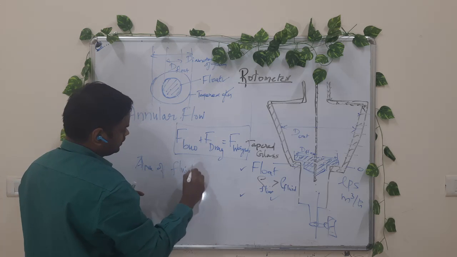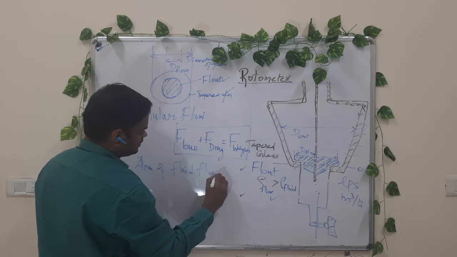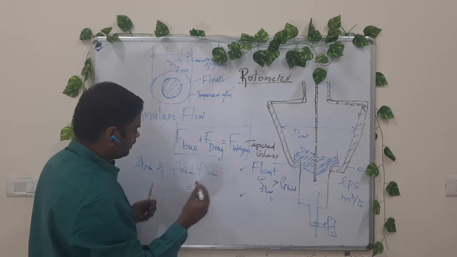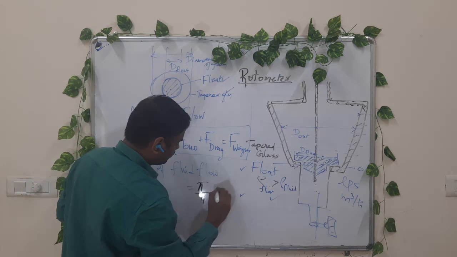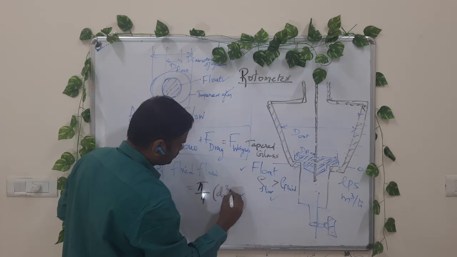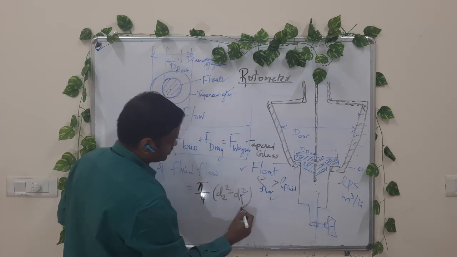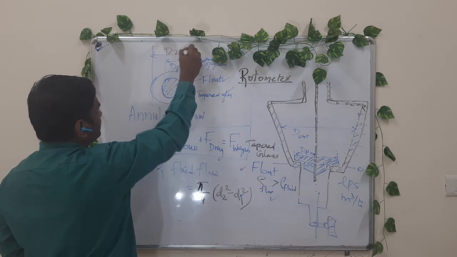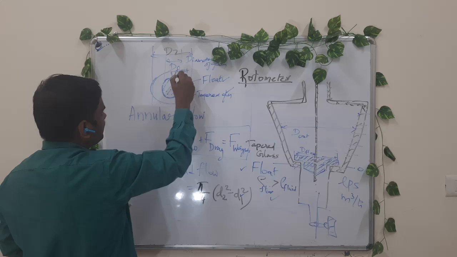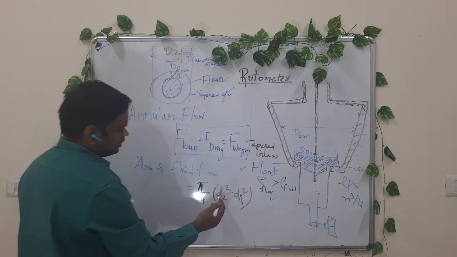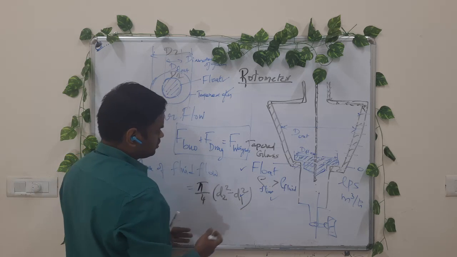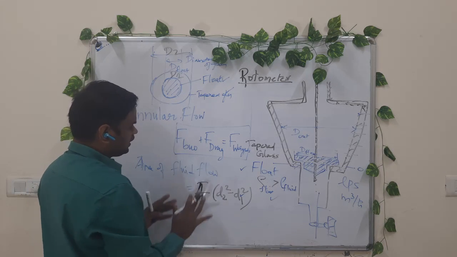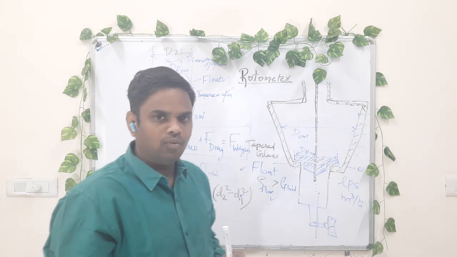fluid flow. Area of fluid flow is, so where the fluid is flowing, it is pi by 4 into, let me say, d2 square minus d1 square, where d2 is the diameter of the cross section and d1 is the diameter of the float. Okay, pi d2 square by 4 minus pi d1 square by 4. So we get the area of the fluid flow. So this is the area through which the fluid is flowing.